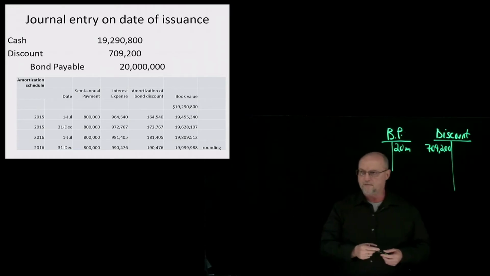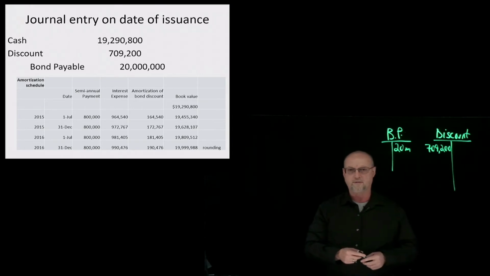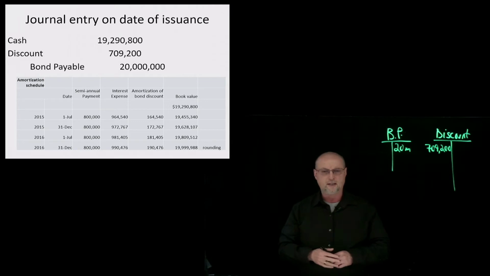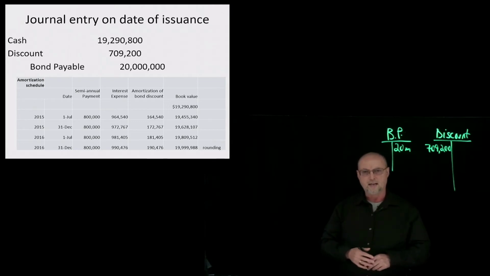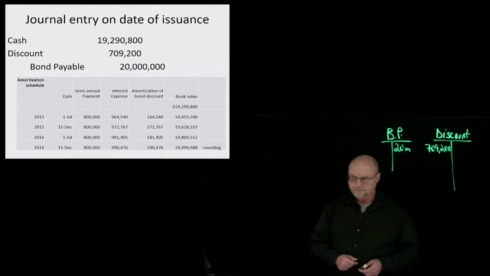So we start with the book value. Now these bonds were issued on January 1st of 2015. 6 months later, we're going to make our first interest payment. And this is when we're going to amortize the discount. Now, I would suggest you have your calculator in front of you, and I want you to run the numbers as I'm going through this.